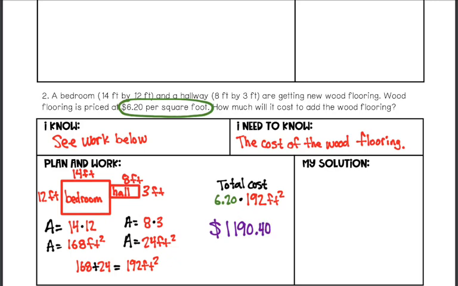Now that might be the rough cost. We haven't even added in waste maybe, or maybe this price does have that. This is just a rough estimate of what the cost could be to put wood flooring down. So in our solution, we would say it'll cost $1,190.40 for the flooring.